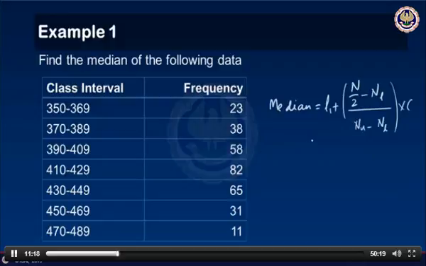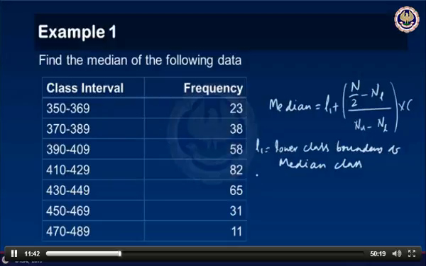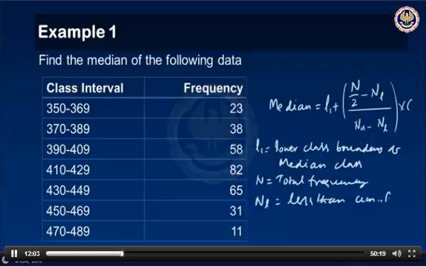Now I will explain the terms one by one. L1 is nothing but the lower class boundary of the median class, and n is equal to the total frequency, and NL is equal to the less than cumulative frequency corresponding to L1.